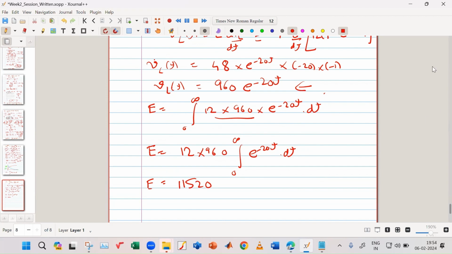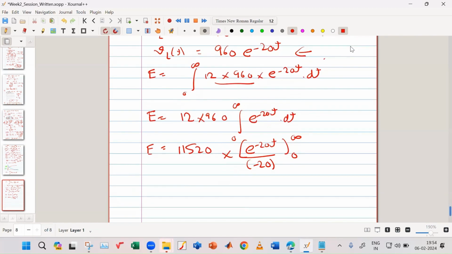So e to the power minus 20t by minus 20, minus e to the power of, upon minus 20. But the limits have a minus sign, sorry: upper limit minus lower limit, right? So the upper limit is going to infinity and the lower limit is 0. So it will come like this. Minus 20 will come in the denominator, right?